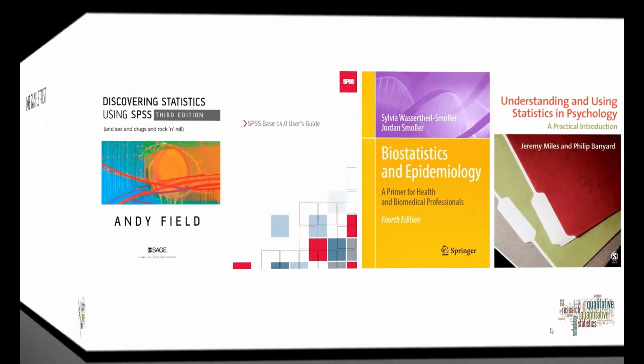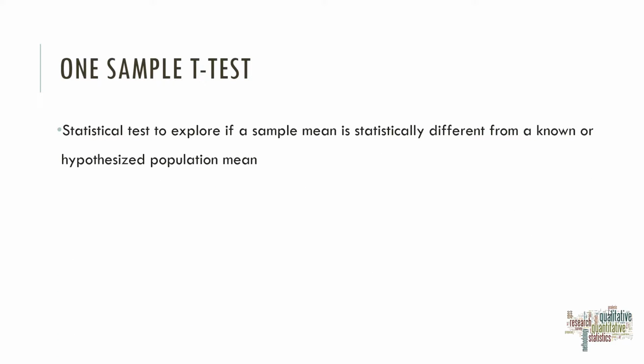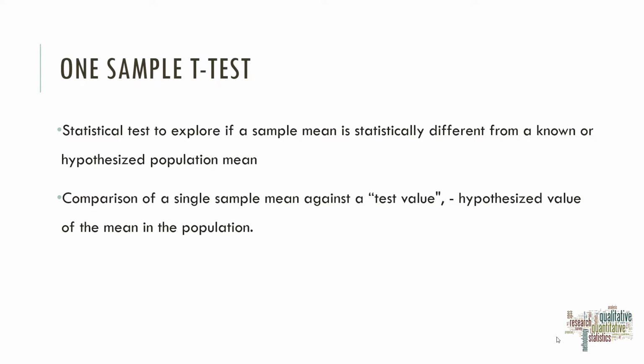So, the one-sample T-test is a statistical test that is used to explore if a sample mean is statistically different from a known or a hypothesized population mean. Typically, it's a sample mean that is tested against a test value, and this test value is a hypothesized value of a mean in the population.